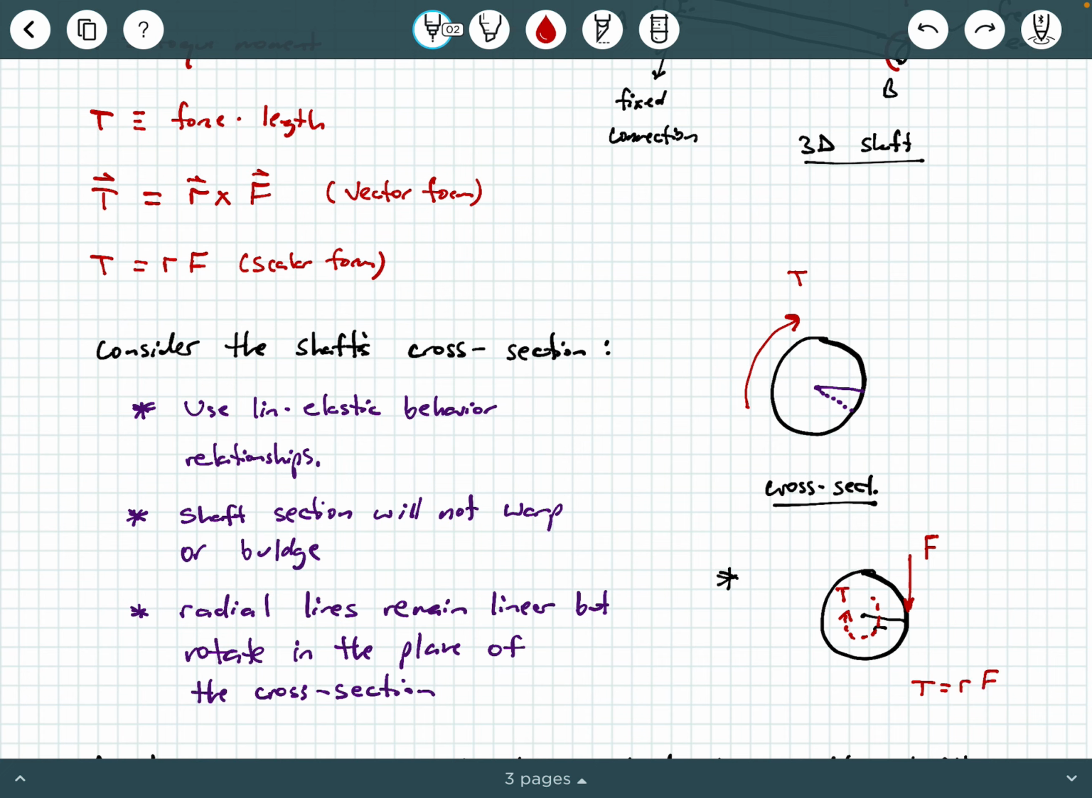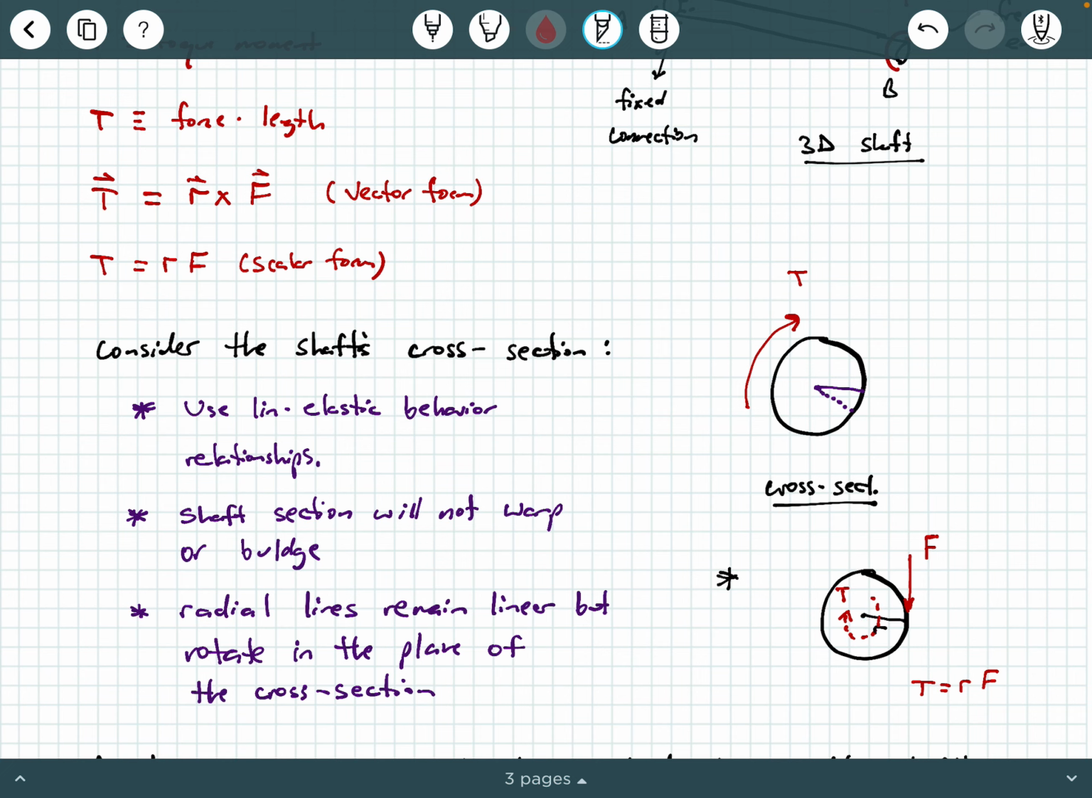So just letting you know, if you're ever given a force applied at the edge of your shaft, then it's going to cause that cross section to tend to twist, and that F at a perpendicular distance R away from the center is what's generating that torque moment T, okay? So sometimes you see situations like this. Sometimes you see situations where the torque moment is already directly applied, okay?